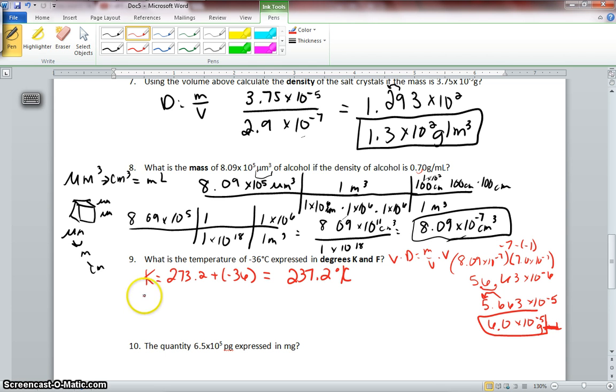And then the next one, for Fahrenheit, we have 1.8 times a negative 36 plus 32 degrees. So 1.8 times 36 plus 32 is equal to a negative 32.8 degrees Fahrenheit.